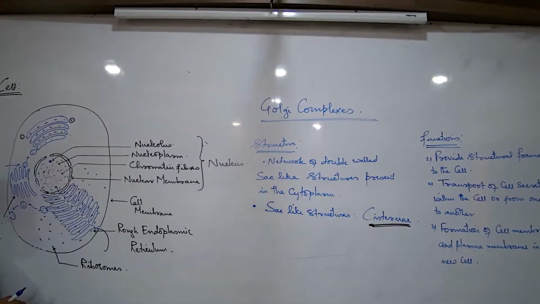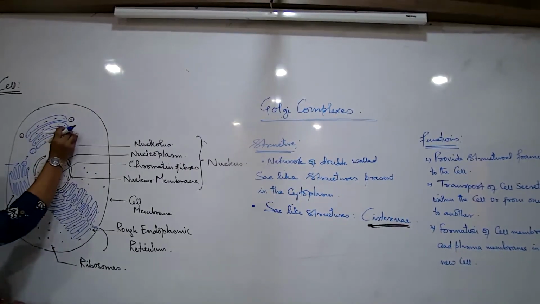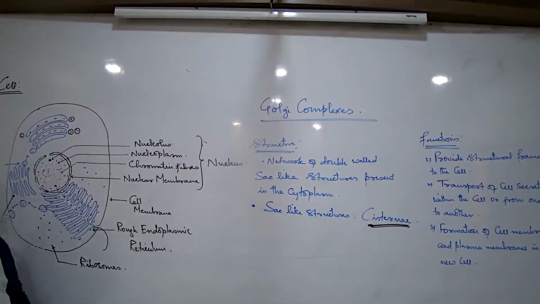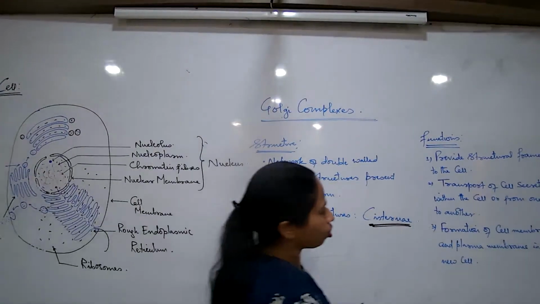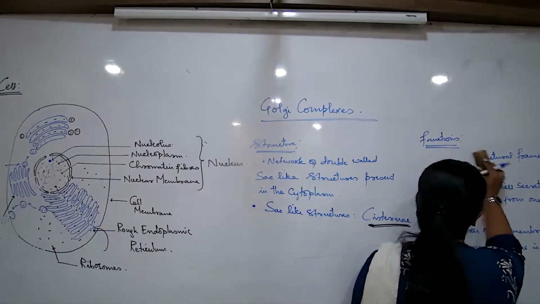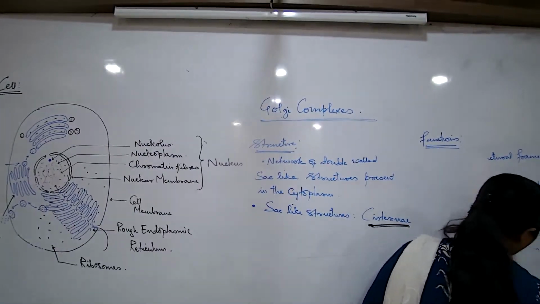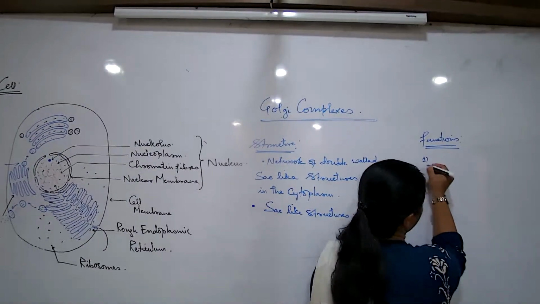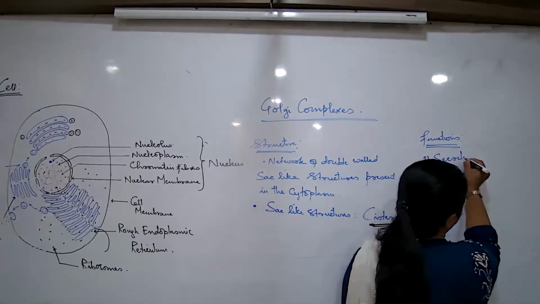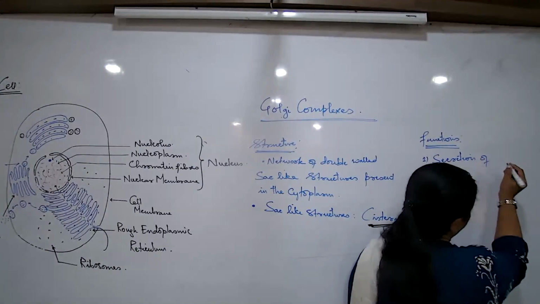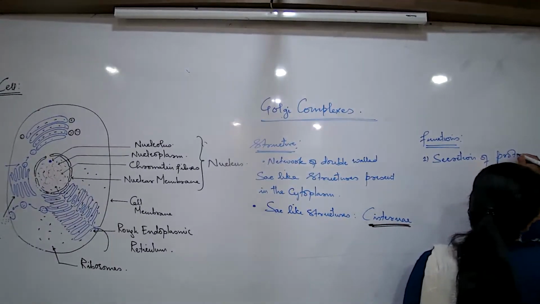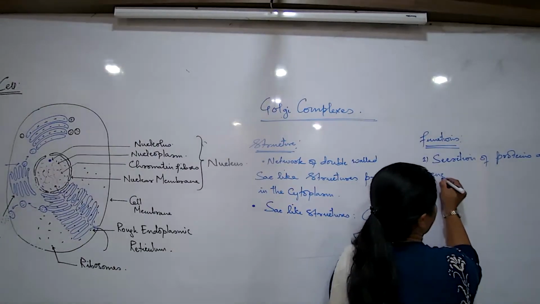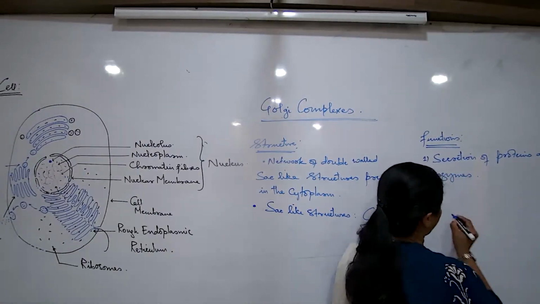So many different types of enzymes. But here, we are also to understand that there will be some different types of enzymes produced by the Golgi. So the most important function that the Golgi goes through is secretion of enzymes. This is the most important function of the Golgi: secretion of proteins and enzymes. That is the most important function.